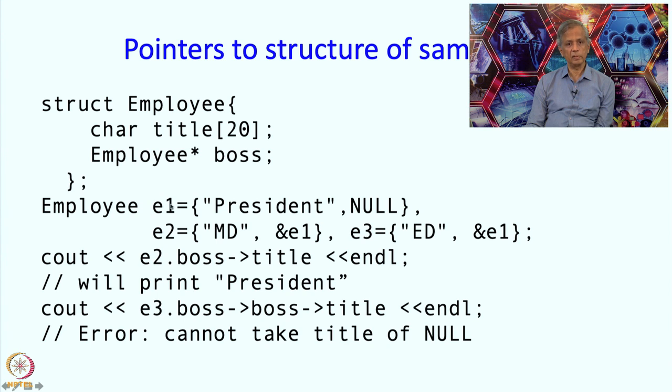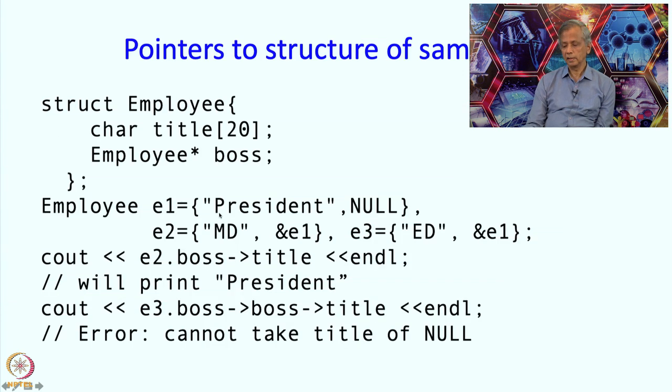So here is how we might create employees. So this says e1 is president, okay, so the title is president, and there is no boss, okay. So presumably we might be writing this for somebody who is the head of that institution. So that person does not have a boss, so its boss is pointing to null.